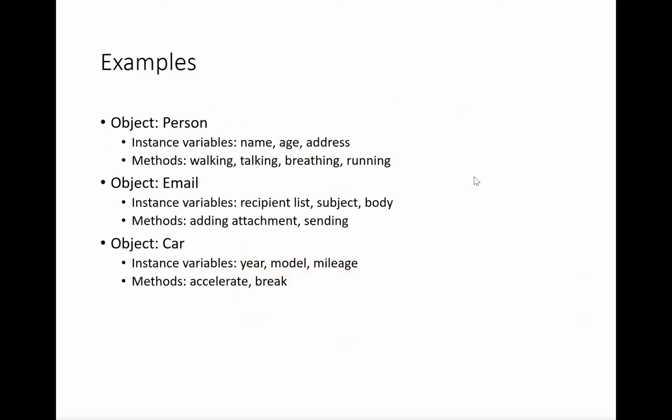Now let's look at some examples for objects. Person: instance variables are name, age, and address, which could be used to describe a person. And the actions performed are walking, talking, breathing, and running.